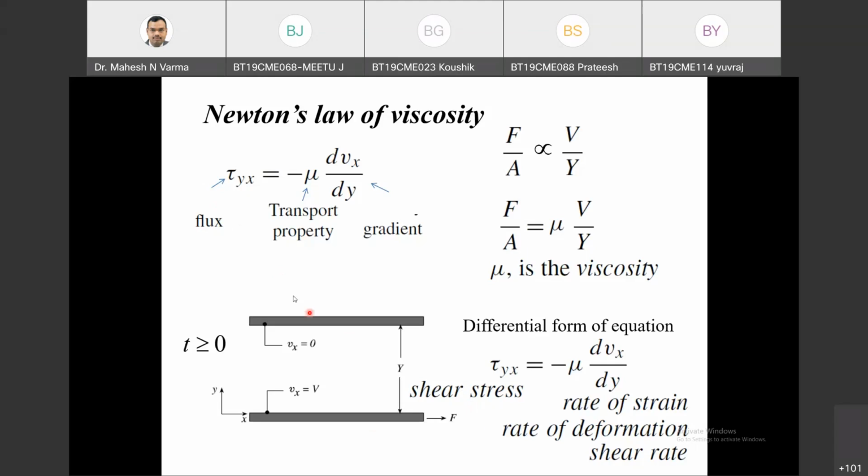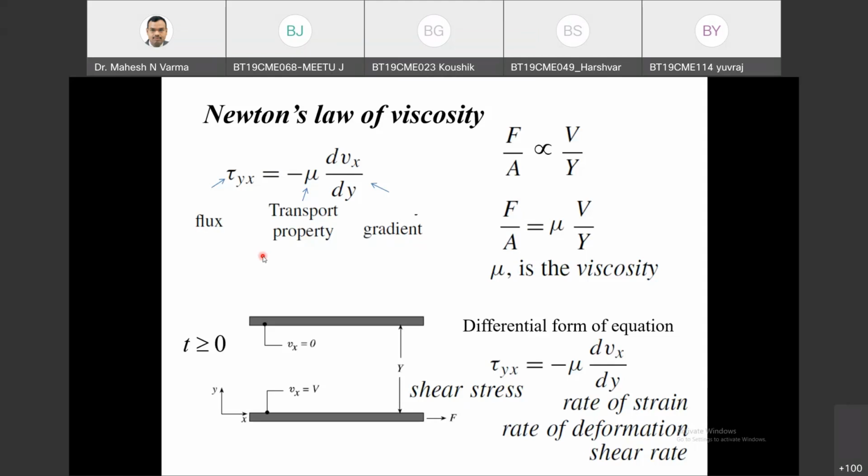Shear stress can be interpreted as a momentum flux. How? For momentum flux, the units will be Newton per meter square. Very good. Shear stress also, if you look at its unit, it will be force upon area. So that becomes Newton per meter square. So we can say that shear stress, force per unit area, can be interpreted as a momentum flux. Flux is nothing but a quantity per unit time per unit area. So momentum flux is momentum per unit time per unit area. Can you explain the intermediate steps?